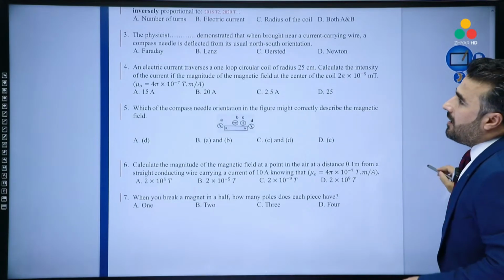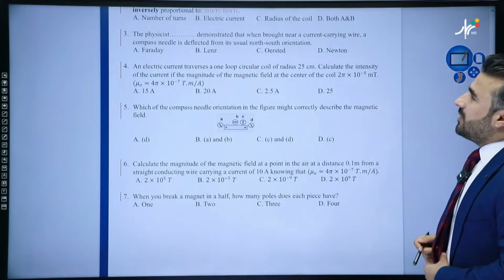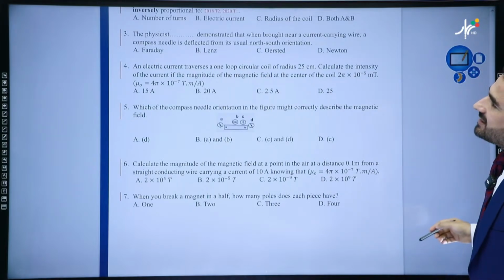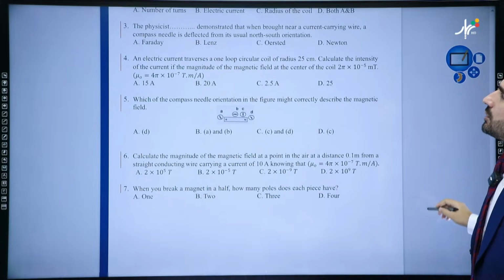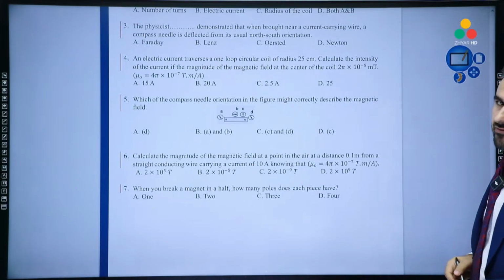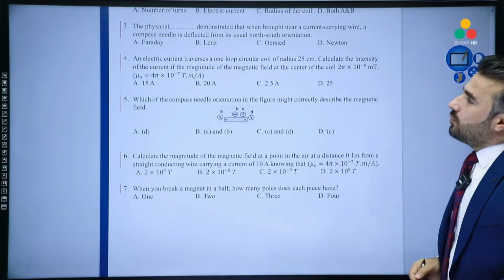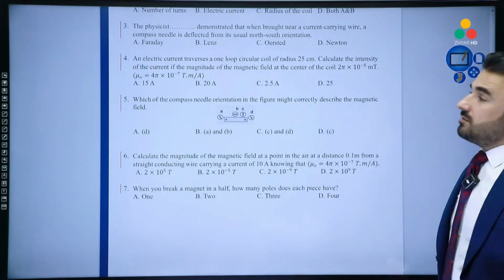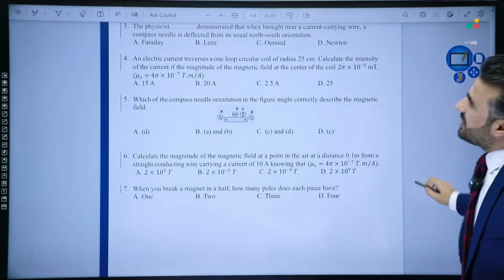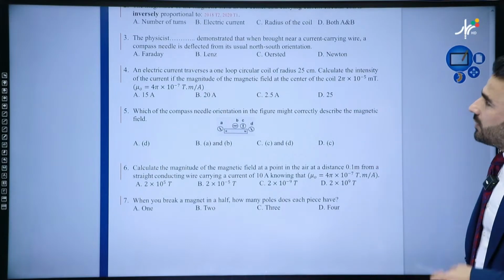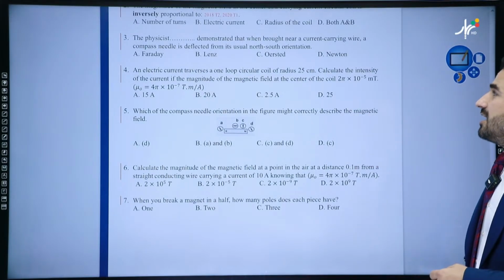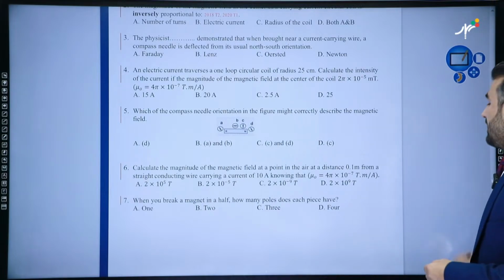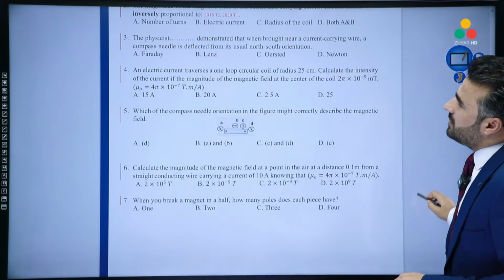Okay. It says the physicist blank demonstrated that when brought near a current-carrying wire, a compass needle is deflected from its usual south-north orientation. Which one of these scientists was it? Was it Faraday, Lenz, Oersted, or Newton? And of course you do know the answer, which was Oersted, yeah? Basically, Oersted noticed that when brought near a current-carrying wire, a compass would deflect, or you can say that it changed its direction.